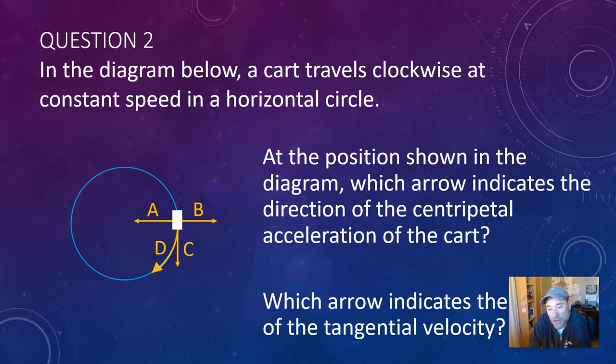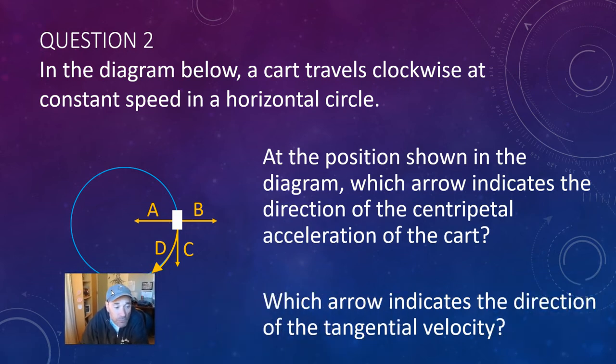What we learned just a moment ago is the direction of the acceleration as we go around a circle is always towards the center, which is centripetal acceleration, or center seeking. So A would be your direction for your centripetal acceleration.